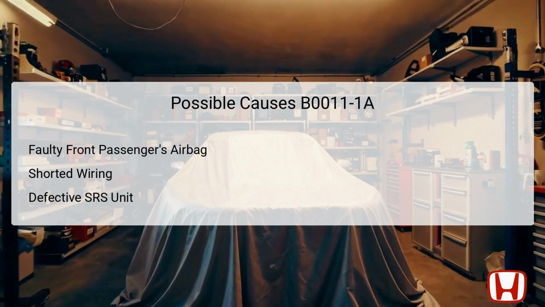Another significant concern is shorted wiring, specifically in the circuit that connects the airbag to the SRS unit. A short circuit could create a path for current flow that disrupts normal operations. Lastly, the SRS unit itself could be defective or malfunctioning, misinterpreting the circuit conditions and storing this DTC. Each of these potential causes will need to be evaluated systematically to identify the exact issue.